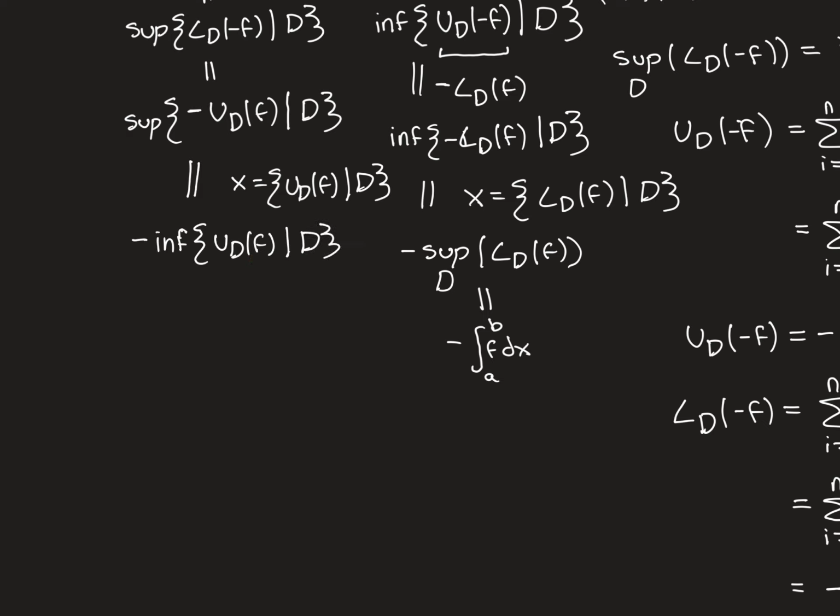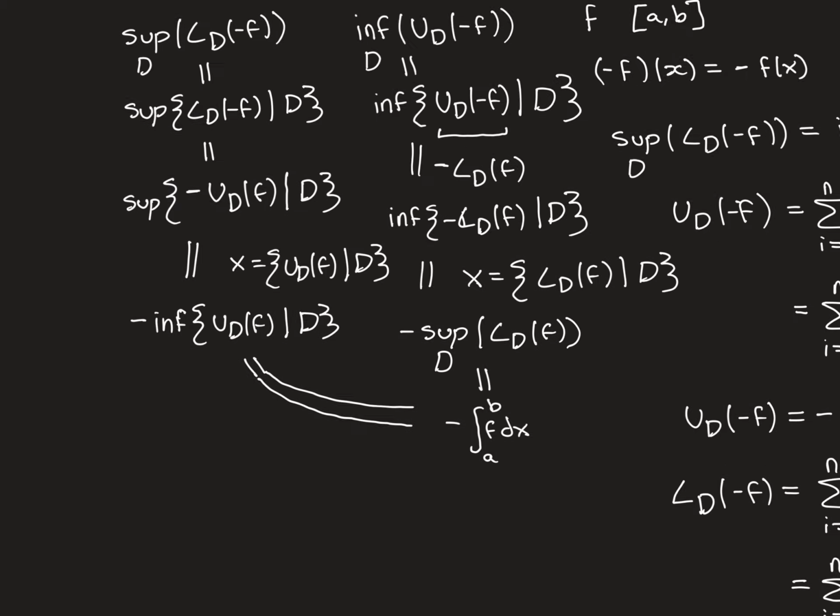And then again, because the function f is Riemann integrable, this value is equal to the value of the integral of f over the interval ab. So this is therefore equal to, well, this same thing. I don't really even need to write it out again. I can just extend the equals here.